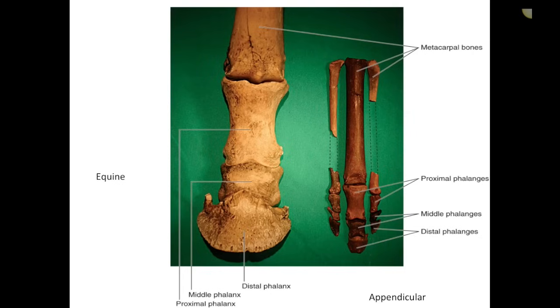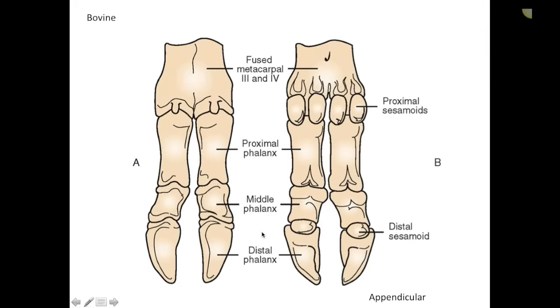And then on a horse, we have to get really complicated. So P1, P2, P3, i.e. phalanx 1, phalanx 2, phalanx 3, also called proximal phalanx, middle phalanx, distal phalanx. Also on a horse, because they can't be simple, it's called the long pastern bone, short pastern bone, and the coffin bone. Good times. Can't keep it simple.